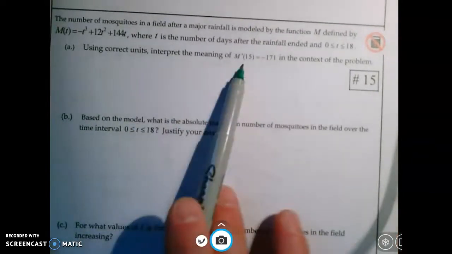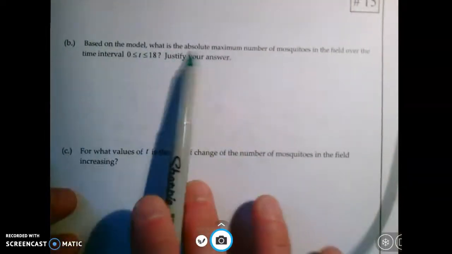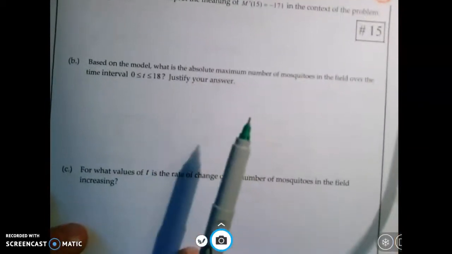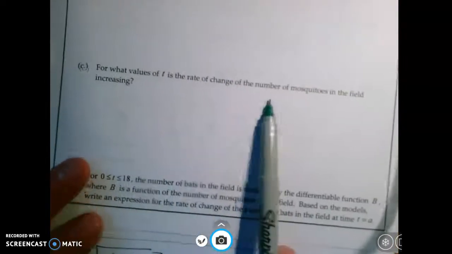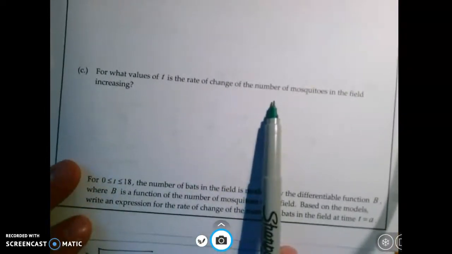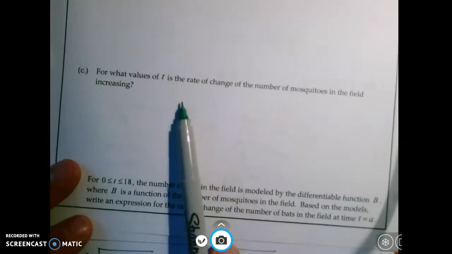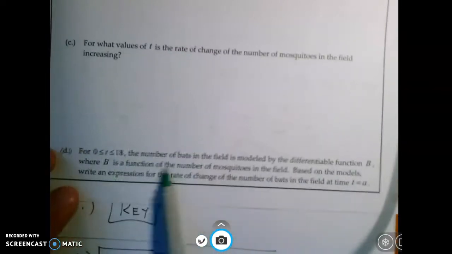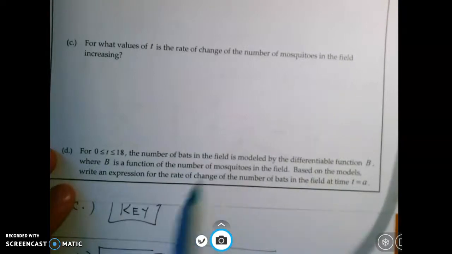All right, so what does this mean? Based on the model, the absolute maximum. When we look at this, we're looking at two things: our end values, 0 and 18, and any value in between where the derivative equals 0. Is the rate of change of the number of mosquitoes increasing? So we're talking about derivatives here, setting it equal to 0 and determining what intervals it's positive or negative, specifically positive for increasing.